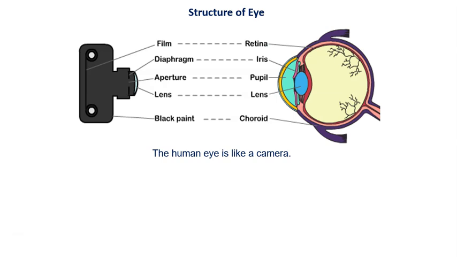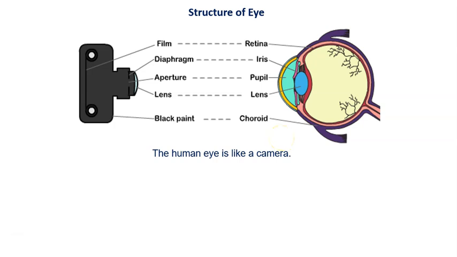This is similar to the camera. Like in the camera we have the film, here we have the retina. In the camera we have the diaphragm, here we have the iris. In the camera we have the aperture, here we have the pupil. The camera has a lens, here also a lens. The camera has black paint, and here the choroid is black in color.